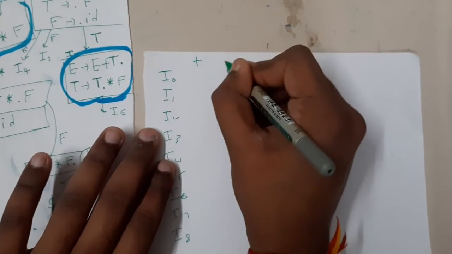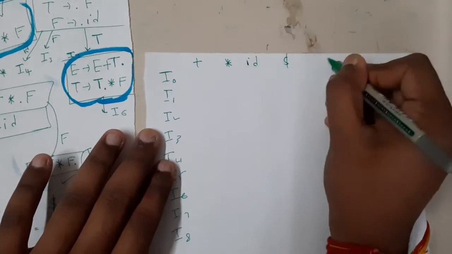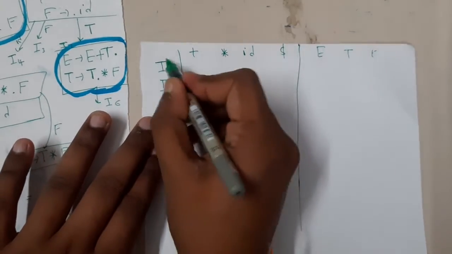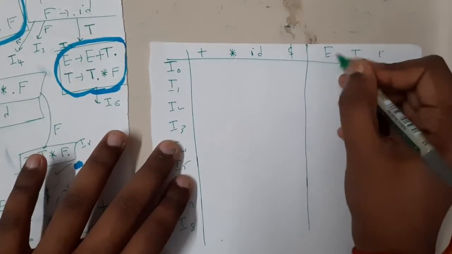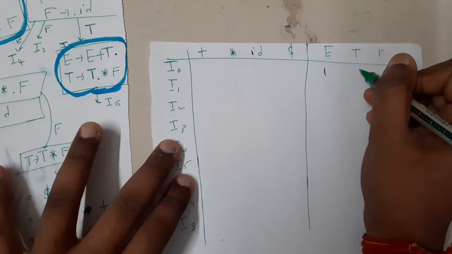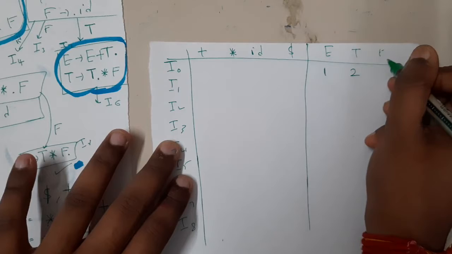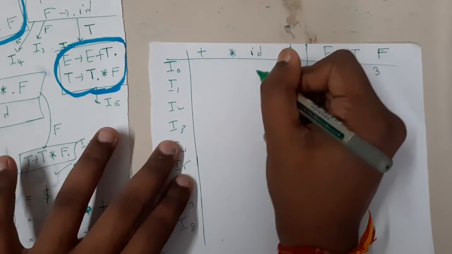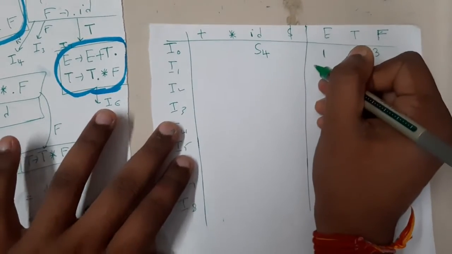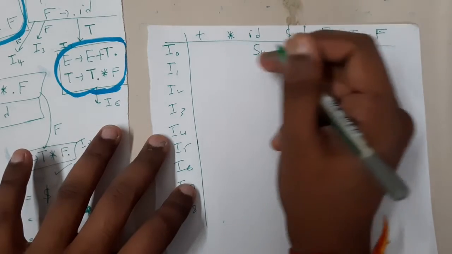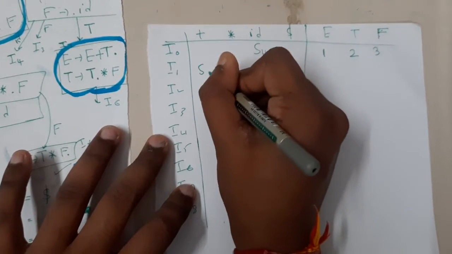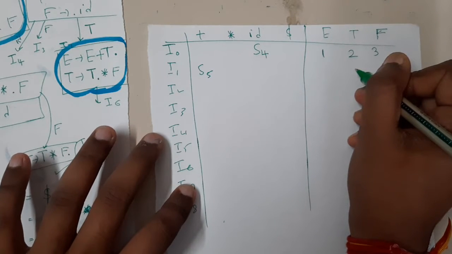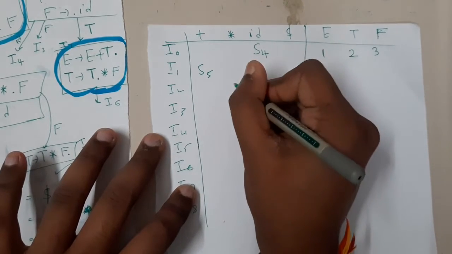Moving on, we are having plus, star, ID, dollar, E, T and F, right? Yes. Okay, so let us concentrate. From I0, with E I am going to I1, with T I am going to 2, with F I am going to 3. Similarly with ID I am going to 4, that is shift 4. Similarly from I1, there is movement with respect to plus, I am going to shift 5. From I2 also there is movement, with the star I am going to shift 6, right?